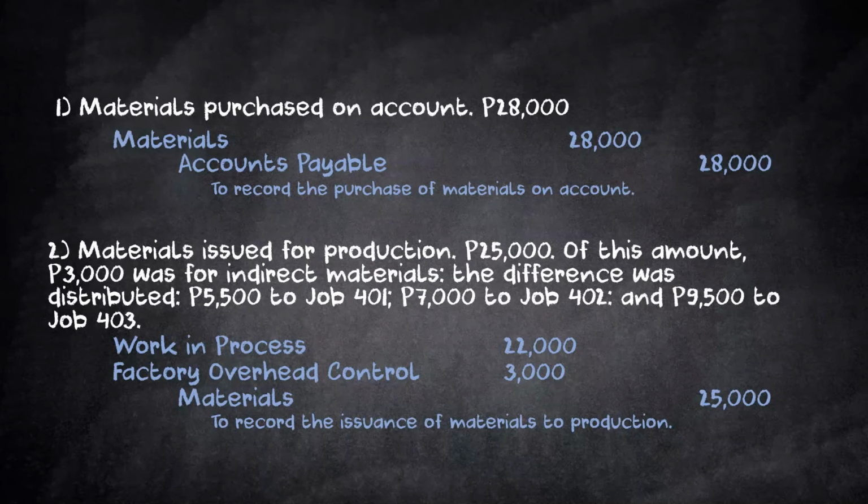Okay, yes, of course, hindi siya mali. Kasi it is already stated in the problem na hindi lahat direct materials. We have 3,000 for indirect materials and we will not charge it sa work in process dahil hindi siya directly attributable sa ating mga jobs. Kaya instead of charging it to work in process, we will charge it into factory overhead control kasama ng ating mga indirect costs like yung mga indirect labor and such. And also, we will include, of course, a credit into materials ng total amount niya, which is 25,000. Okay?